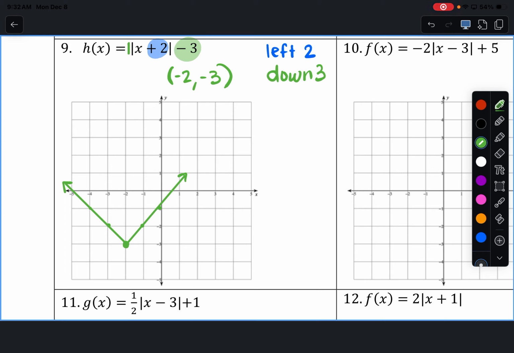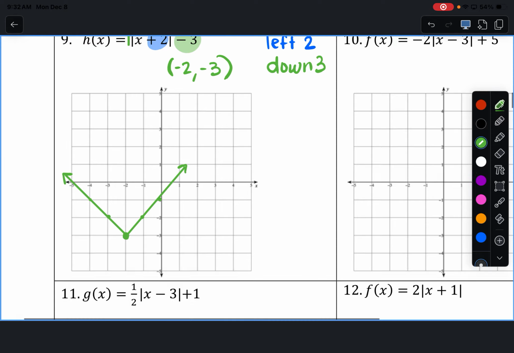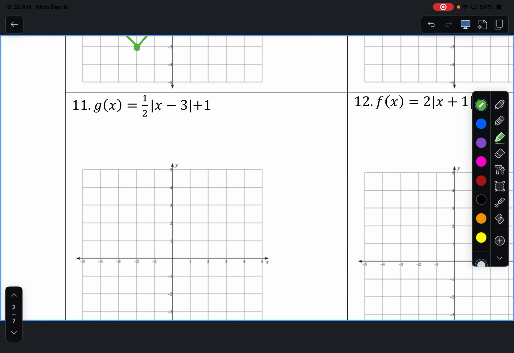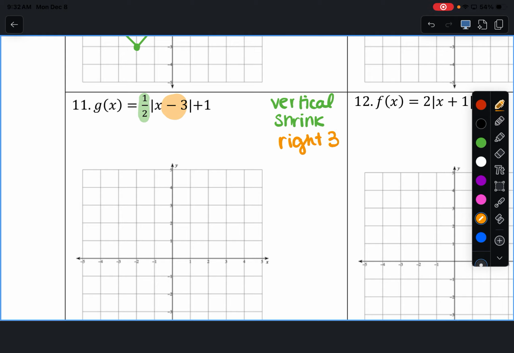All right, number 11. What does the 1/2 in the very front cause? Vertical shrink. Okay, what about the -3? Plus, when you go to the right. Right. And what about +1? Up 1.